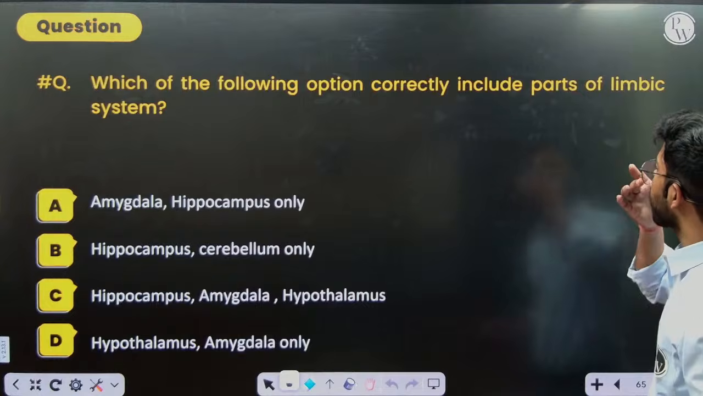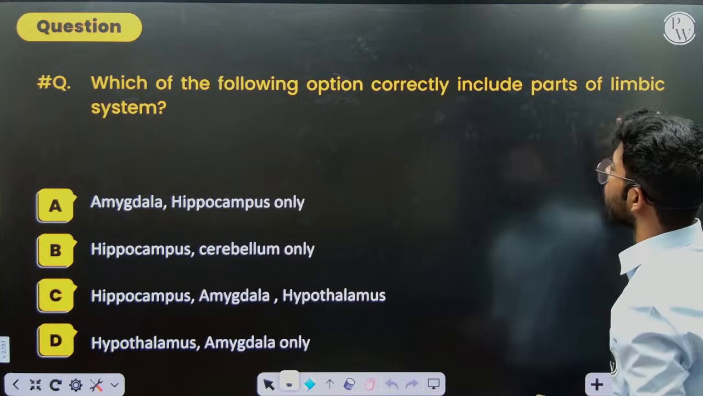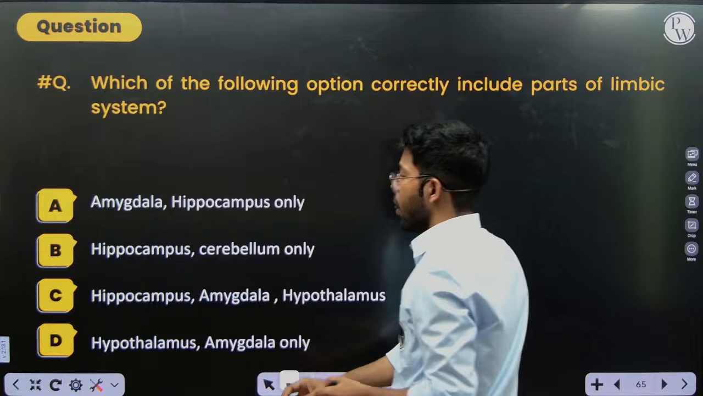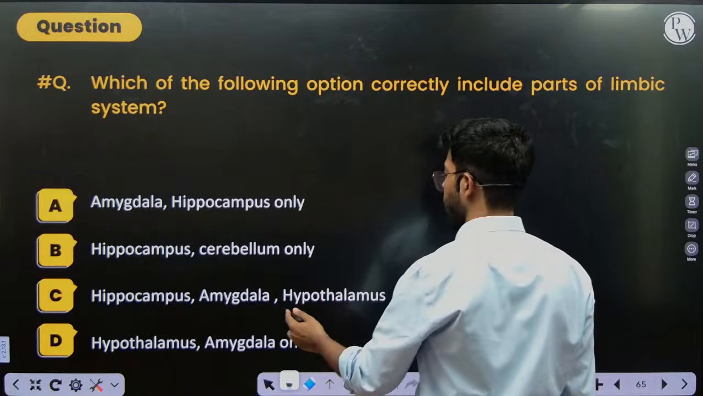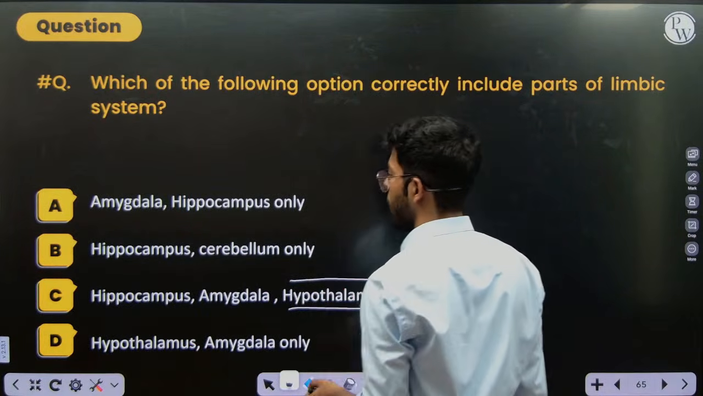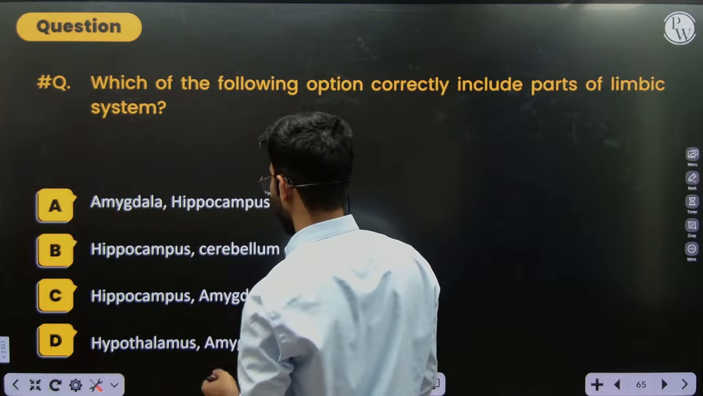Which of the following options correctly includes parts of the limbic system? Hippocampus, amygdala along with the hypothalamus.